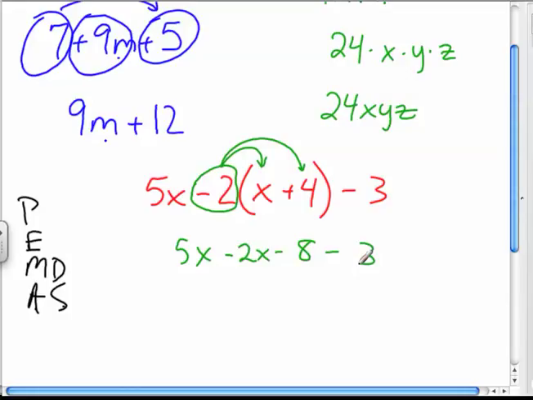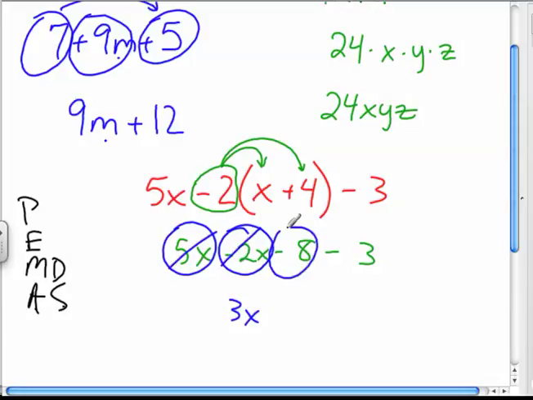Well, I've got 4 terms. 5x and negative 2x, those are like terms. And when I combine them, I get 3x. So I can just scratch those off. And then I have 2 constants here, minus 8 and minus 3. And when I combine those, I get minus 11. Now, Hugh, can I combine those two things? Right, I cannot. They do not have the same variable stuff behind them. They are not like terms.